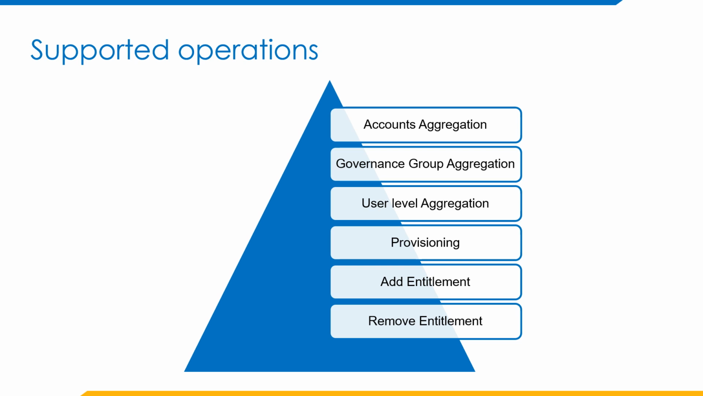There are 6 operations supported by the loopback connector. They are account aggregation, governance group aggregation, user level aggregation, provisioning, add entitlement and remove entitlement. So these are the 6 operations that are supported by the loopback connector. In the next slide, we'll see the endpoints used for each operation.